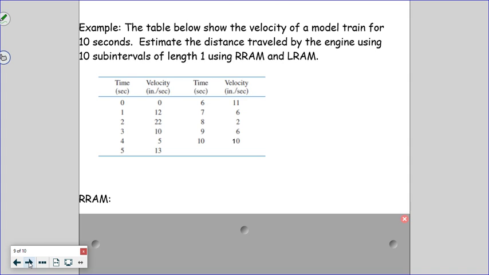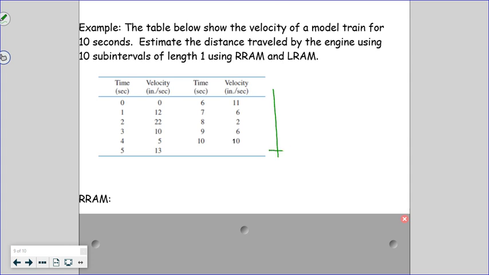And this we're going to notice is kind of a little bit different. It is not a consistent function here. It says the table below shows the velocity of a model train for 10 seconds. Estimate the distance traveled by the engine using the 10 subintervals of length 1 using RRAM and LRAM. So if we were to look at this, one of the things you can do is just translate the data into a picture. And sometimes that's easier for us to visualize what's going on.